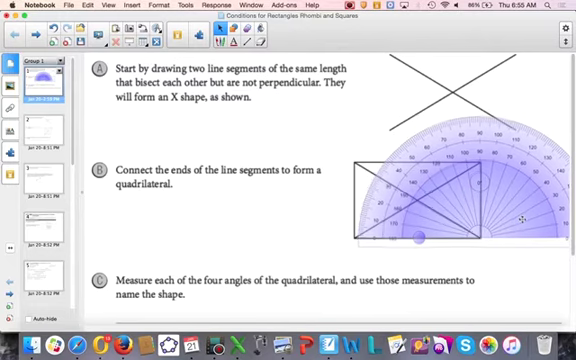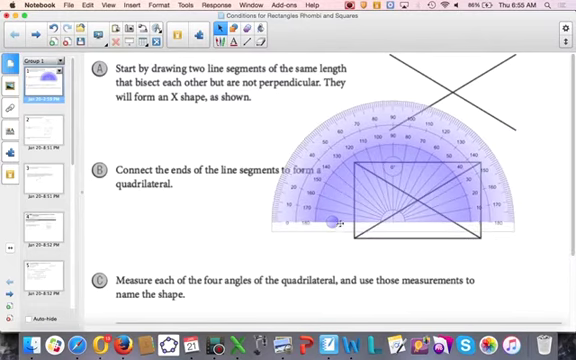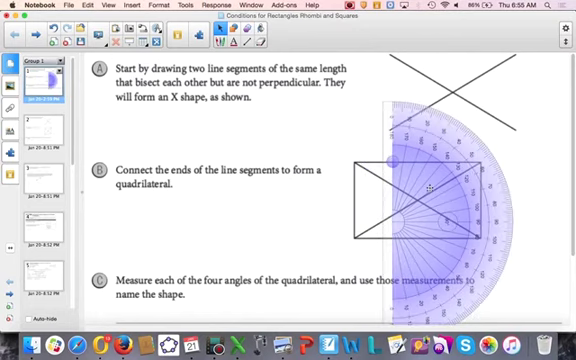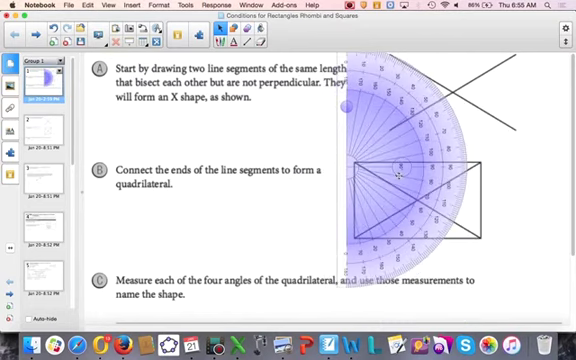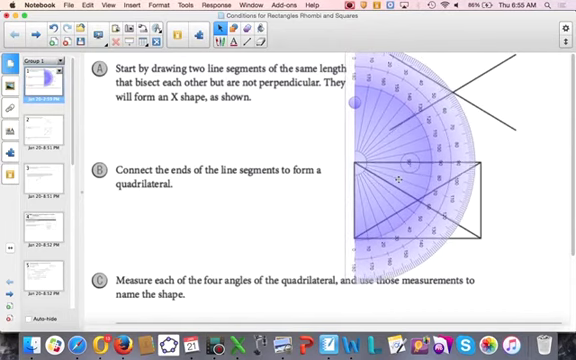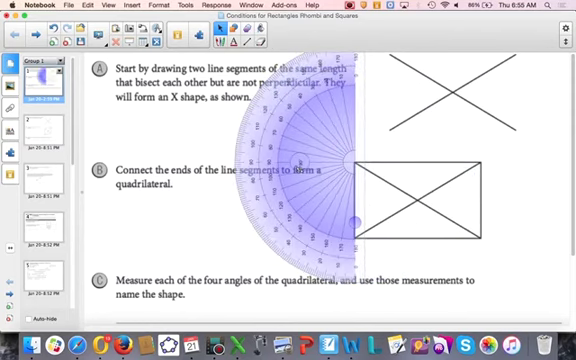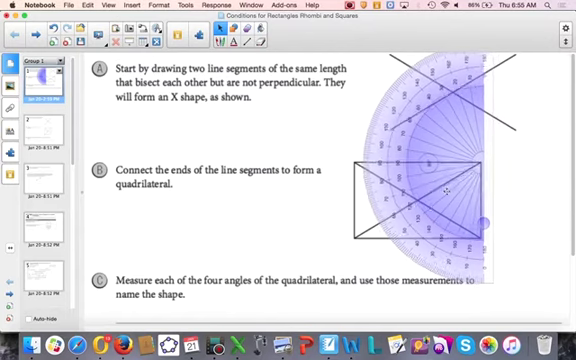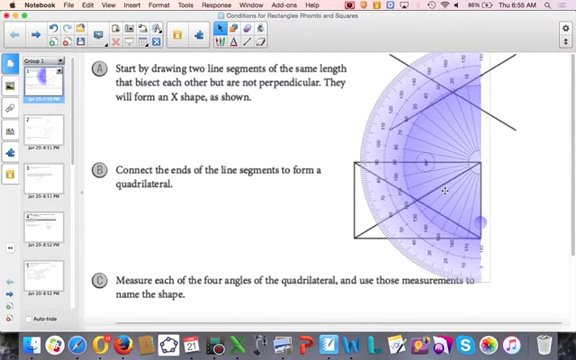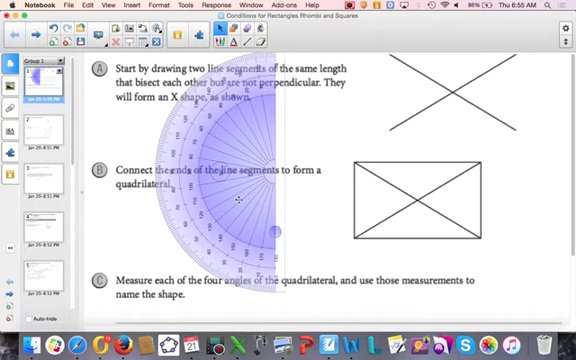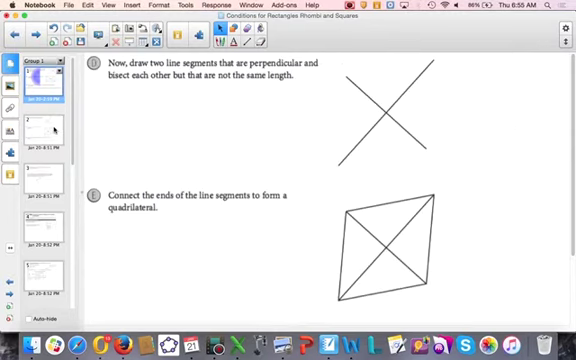Measure this angle, it's 90. Similarly, this angle is 90. And this one up here, also 90. And finally, this angle is also 90. So all four angles are 90 degrees, so by definition, that would make this a rectangle.